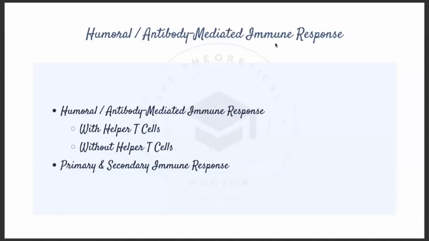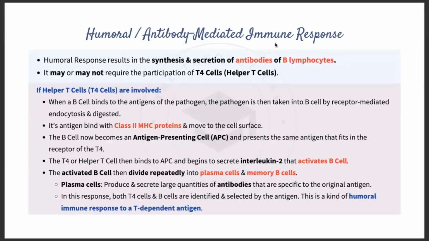In this video, we will be continuing on humoral or antibody-mediated immune response, whereby we will dive into the response of B cells to an infection through the humoral immune response with and without helper T cells, as well as the primary and secondary immune response. So the humoral response results in the synthesis and secretion of antibodies by B lymphocytes. It may or may not require the participation of T4 cells, which are the helper T cells. So first, I will talk about if helper T cells are involved.